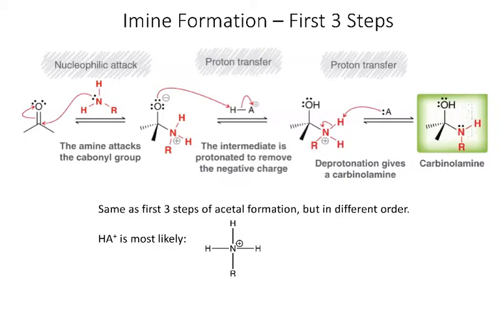So in the first step, the amine attacks the carbon of the carbonyl group, and the pi bond becomes a lone pair. So this is very similar to the nucleophilic attack in the acetal formation. It just comes first as opposed to second. We then get a proton transfer, and in this case, when we have the HA+, this is almost certainly the ammonium ion of the amine that we're using in the reaction. And then we follow it up with another proton transfer to get rid of the positive charge on our product. And that gives us this intermediate, a carbinolamine.